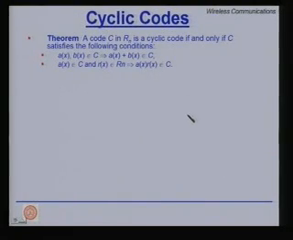Now, here is a theorem. A code C in R_n, where we take modulo x^n minus 1, is a cyclic code if and only if C satisfies the following conditions. If a(x) and b(x) are elements in C, then a(x) plus b(x) is an element in C, which is a linearity condition. And if a(x) is an element of C and r(x) is an element of R_n, then a(x)r(x) is an element of C.